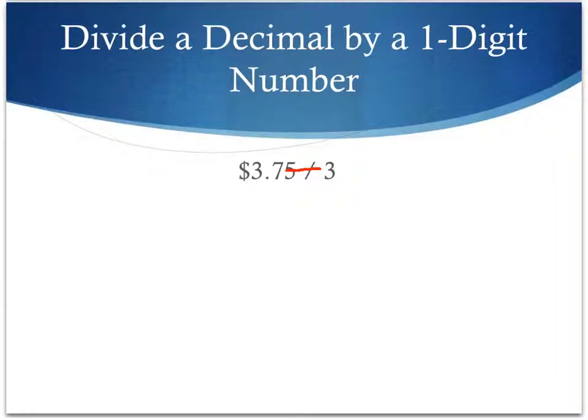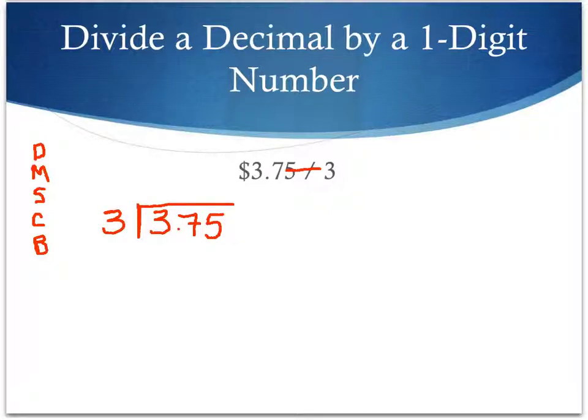In our first problem that we're going to look at, we have $3.75 divided by 3. The first thing I'm going to do is write the mnemonic down to help me remember, does McDonald's serve cheeseburgers? That helps me to remember all of the steps necessary. The next thing I'm going to do is rewrite the problem so I can solve it traditionally. So $3.75 is my dividend, so that goes on the inside of the division symbol. 3 is my divisor, so that goes on the outside of the division symbol.